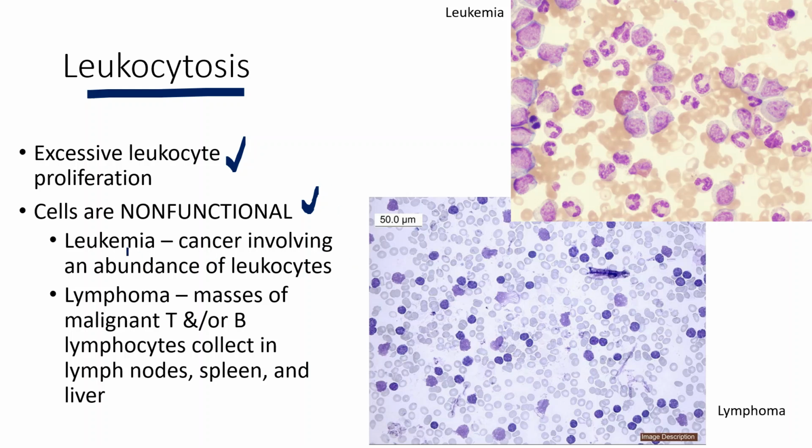Two major types of excessive proliferation of the white blood cell is called leukemia. You've probably heard of that. That's cancer involving an abundance of leukocytes. And then lymphoma, this is masses of malignant T or B cells, white blood cells, specifically T and B, that collect in the lymph nodes, spleen, and liver. So leukocytosis.